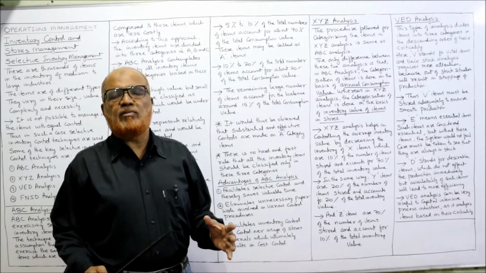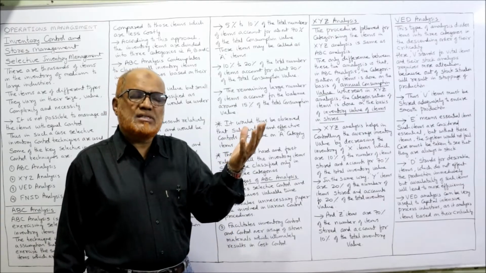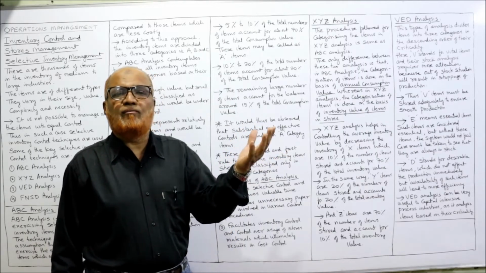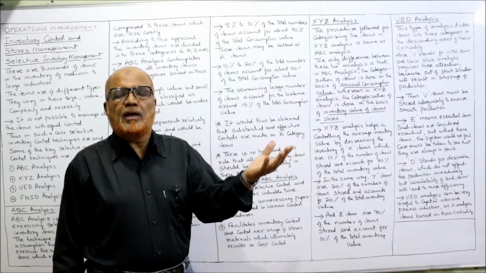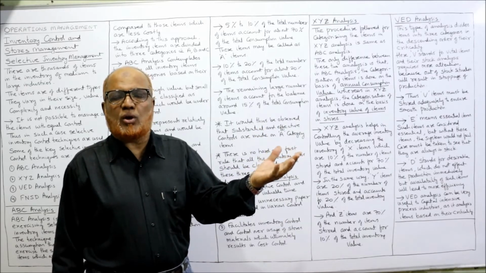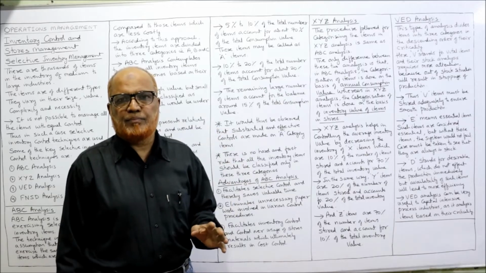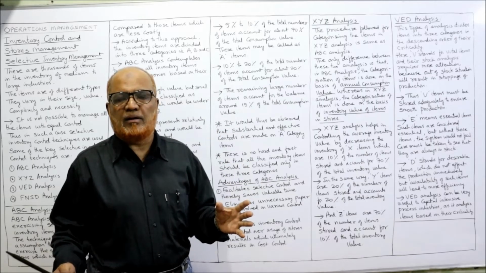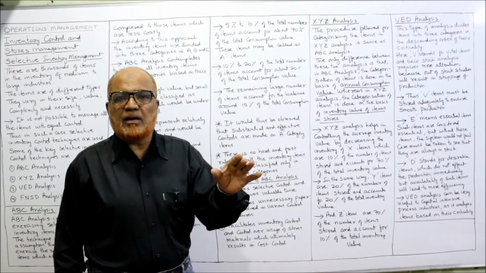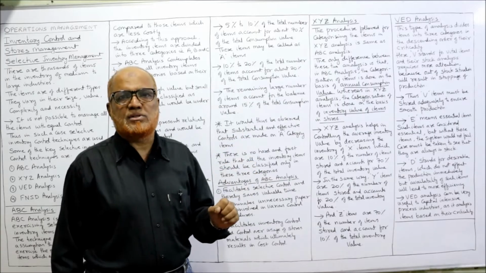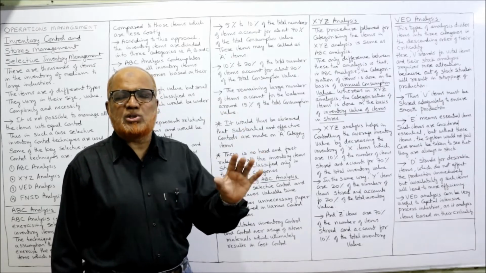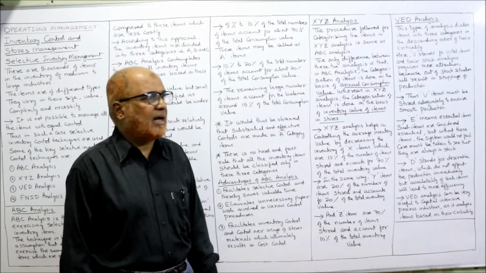So what the management will do, the management will see which items of material are very, very critical. If there is any shortage of those items, the production may get stopped. Huge loss will be incurred. So these are very critical items, so vital items. More focus, more concentration should be given on V items.